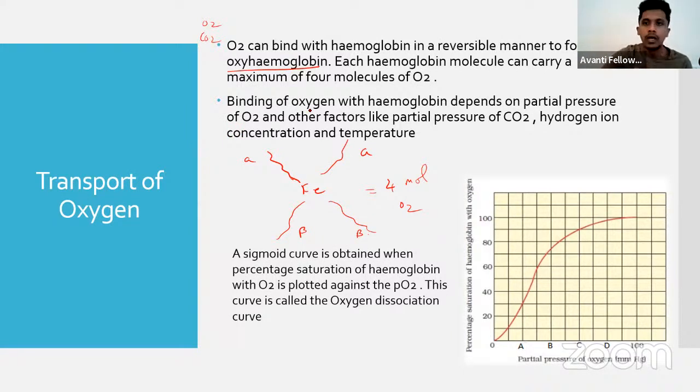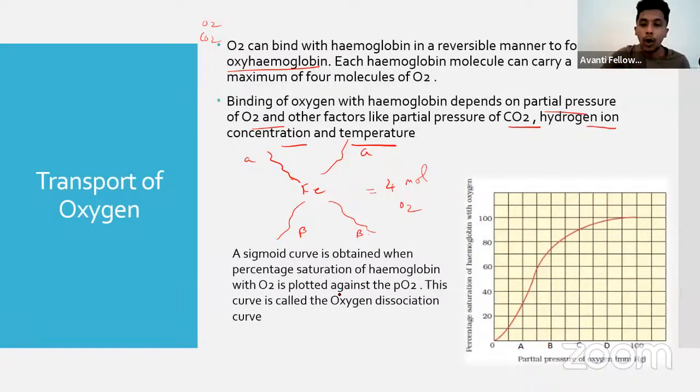Understood? Now, what happens? How are oxygen molecules carried by hemoglobin? Basically, it depends on the partial pressure of oxygen and some other factors like the partial pressure of carbon dioxide, hydrogen ion concentration and temperature. These are the factors that influence the hemoglobin to pick up oxygen as efficiently as possible. Okay, so let us see what happens.